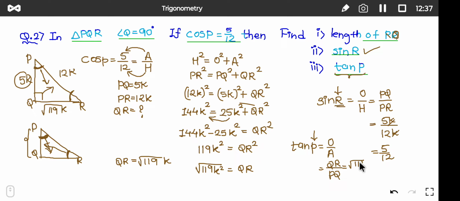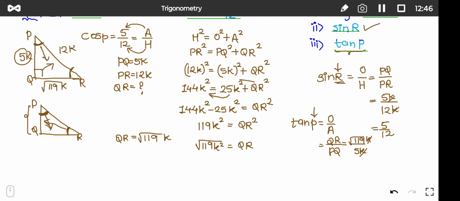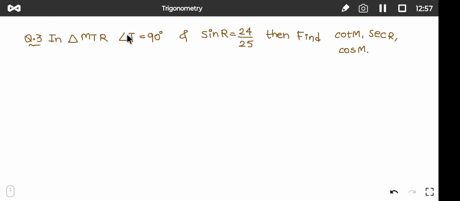So QR upon PQ. So what is QR value? Root of 119k divided by PQ is nothing but 5k. So this k and k will get cancelled. Our answer is square root of 119 divided by 5. Okay. Look at one more example. Let's solve the next question.